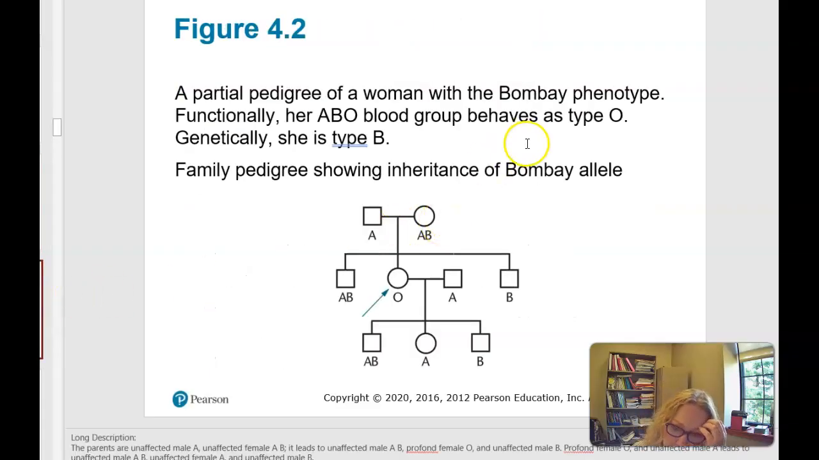A partial pedigree of a woman with a Bombay phenotype. Functionally, her ABO group behaves as type O. Genetically, she is type B. So we've got an A and a B as the parents. You shouldn't have a type O here, but you do because she has the Bombay blood type. And then when you mate those two, you get an actual B phenotype here. She didn't pass on the Bombay blood type. She passed on her actual blood type as being a B. So that's just something to think about.